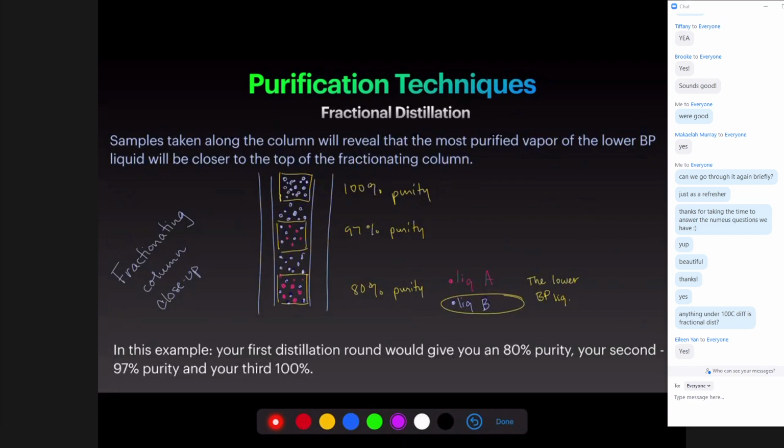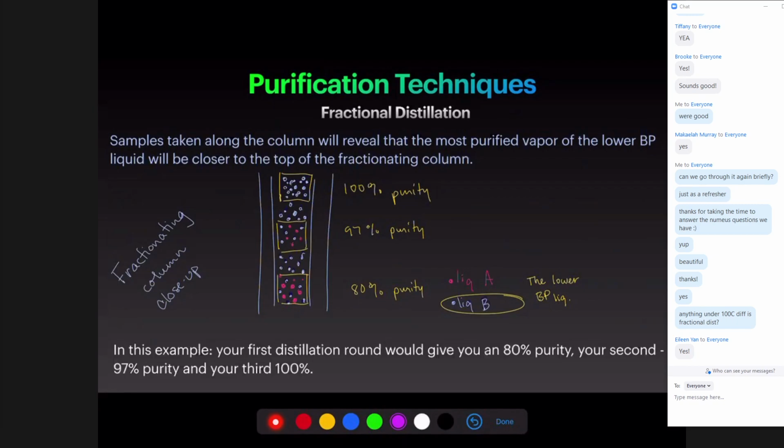So this is a sample taken along the column of a fractionating column. This is a close-up of a fractionating column. Samples taken along the column will reveal that the most purified vapor of the lower boiling point liquid will be closer to the top of the fractionating column. So the light purple is what we're focusing on.